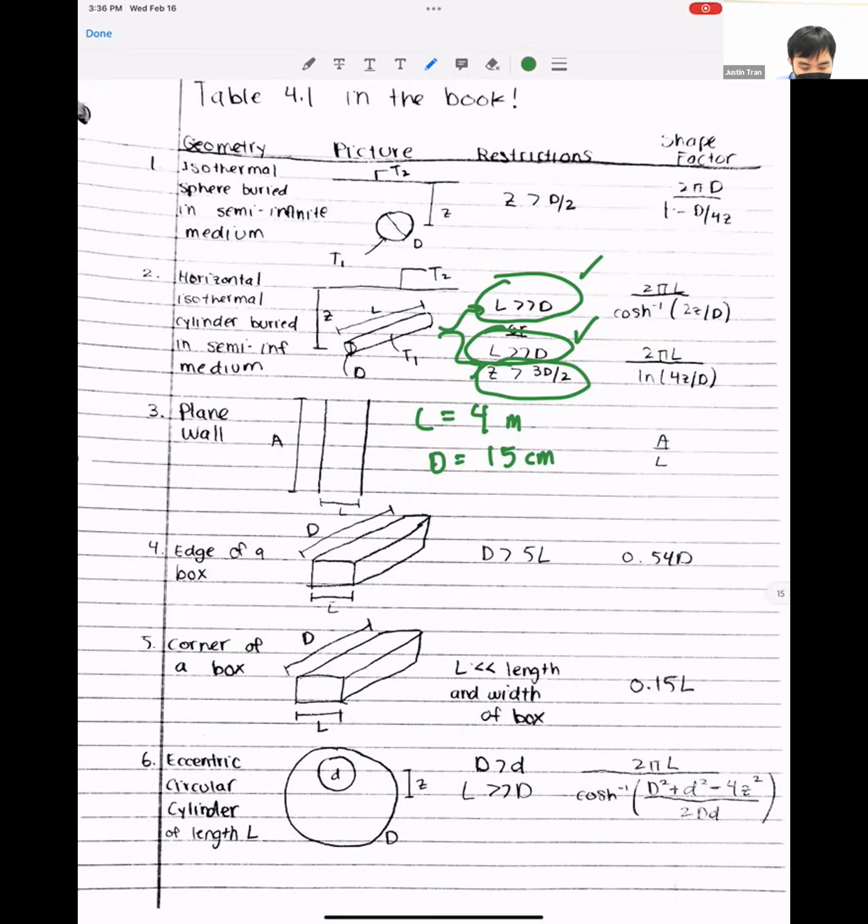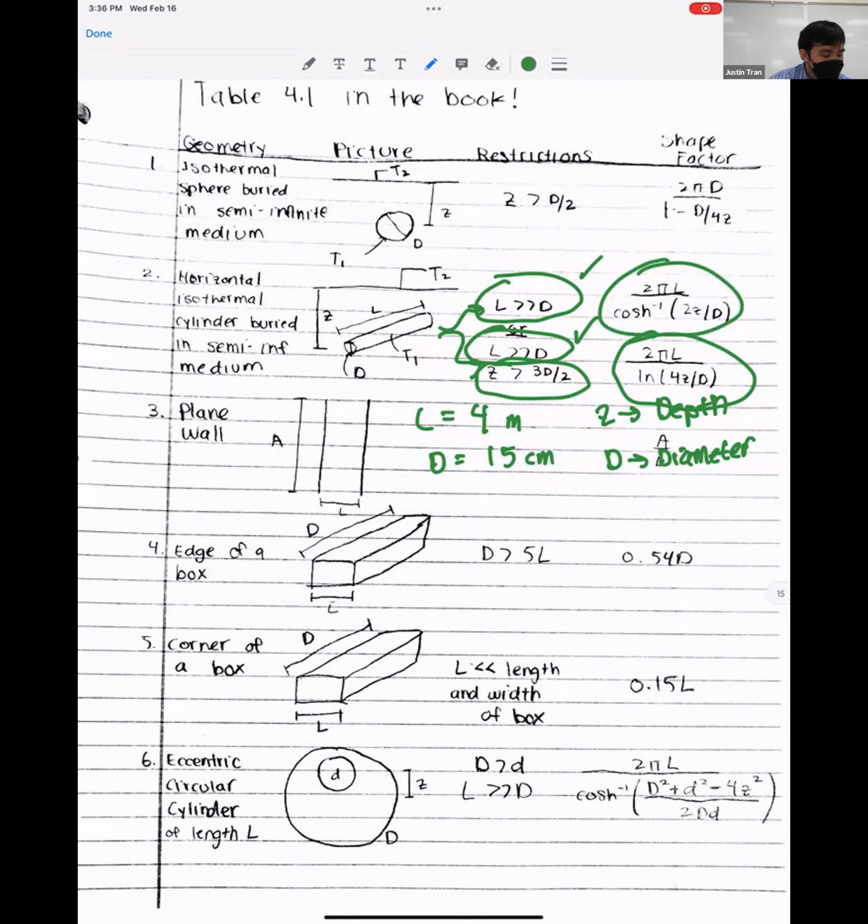Z here, you can see from the image, is the depth that it's buried. And d is the diameter. If the depth is greater than 3d divided by 2, then we use the bottom formula. But if this is not satisfied, then we're going to use the top formula for the shape factor.